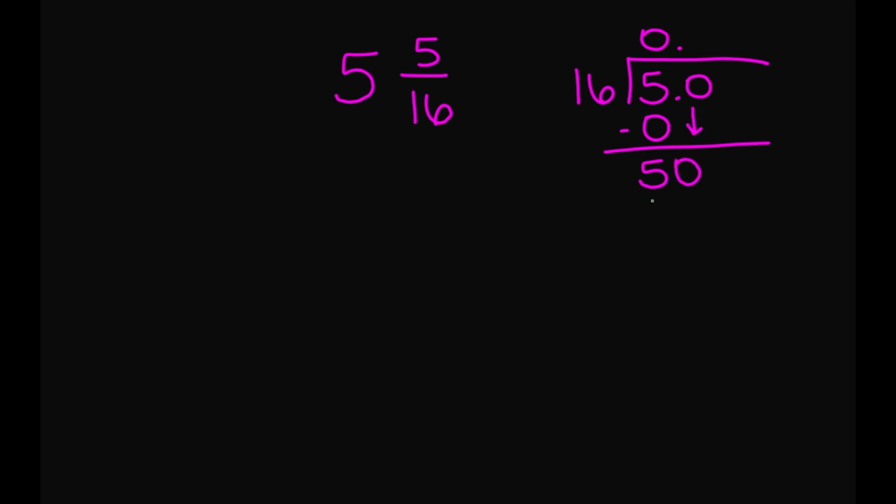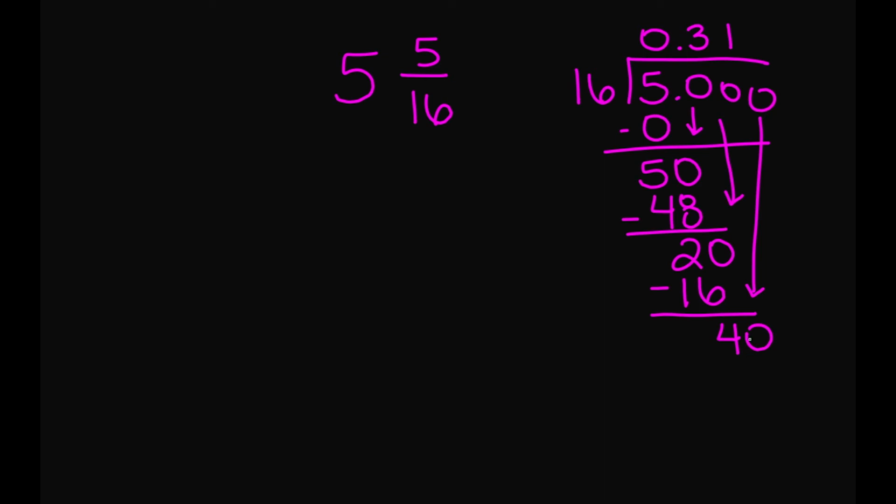16 goes into 50 now. How many times? It goes in 3 times. 16 times 3 is 48. 50 minus 48 is going to equal 2. Bring down my 0 here. 16 goes into 20. How many times? It goes in 1 time. 16 times 1 is 16. 20 minus 16 is going to equal 4.